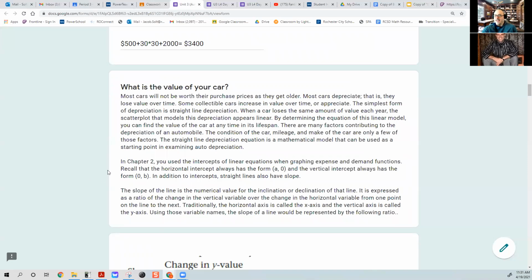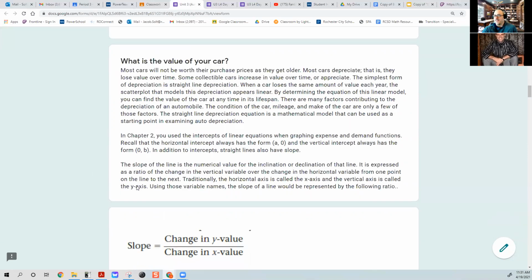In a previous chapter, we used, well, in a previous thing, hopefully, did we use this? No. So we're going to be using intercepts of linear equations when graphing expense and demand functions. Okay, so I'll show you how to do that with a vertical intercept and a horizontal intercept. And we're going to use these intercepts to create the equation and find the slope.